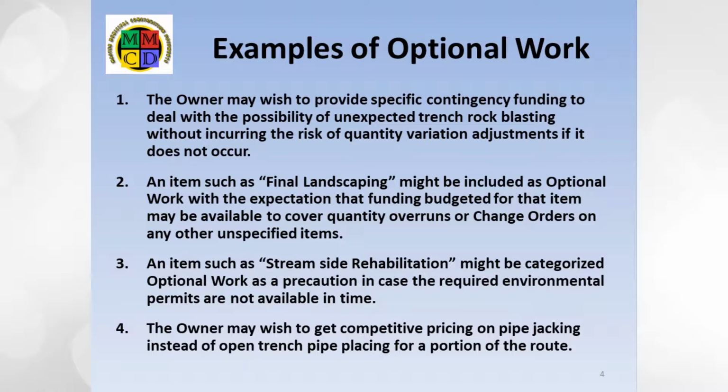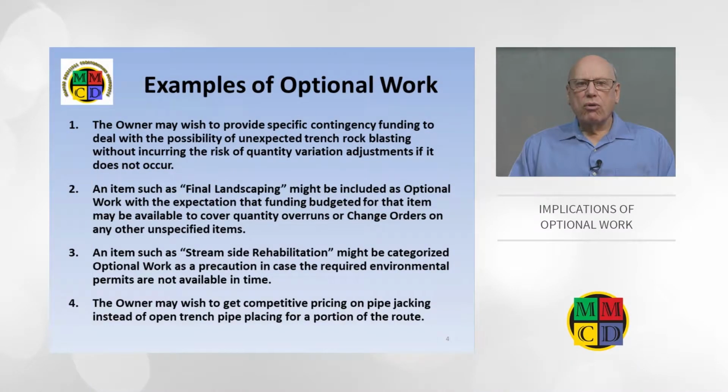4. A different case is where the owner wishes to get competitive pricing on a couple of ways of doing something. For example, jacking a pipe under Main Street versus the typical open trench method. Another example could be the choice between using a concrete or steel culvert. The owner can require the bidders to price both methods so that a decision can be made prior to award. The contractor has to be prepared to do either method at the owner's discretion, but everyone understands that only one method will be used.